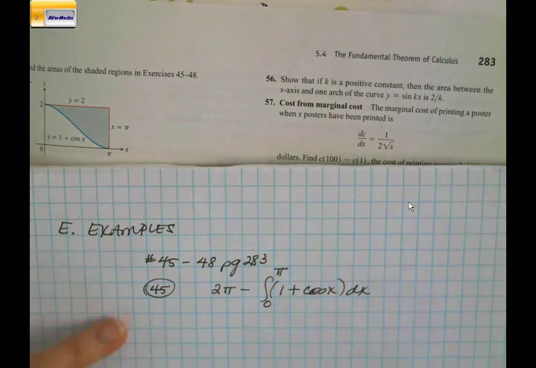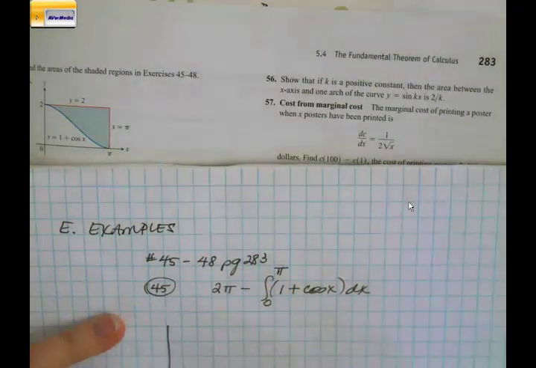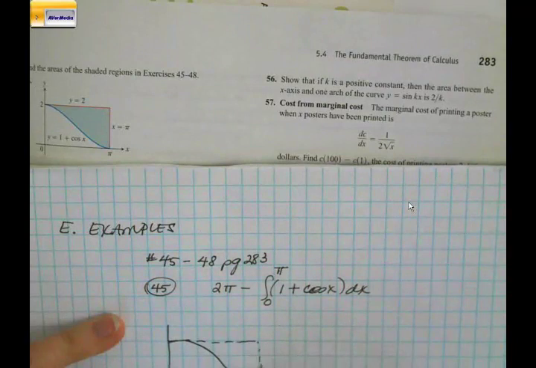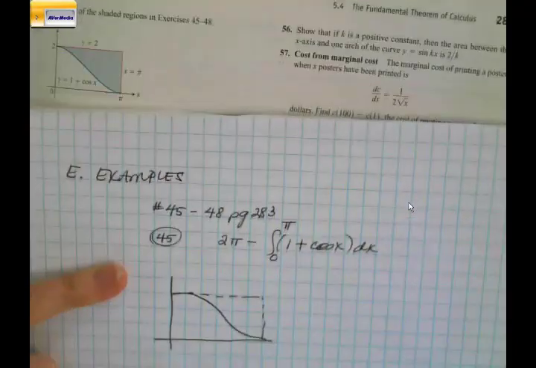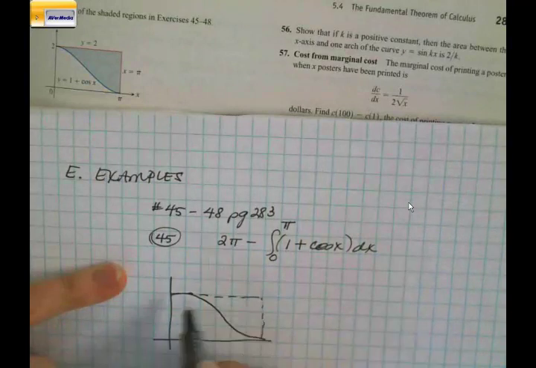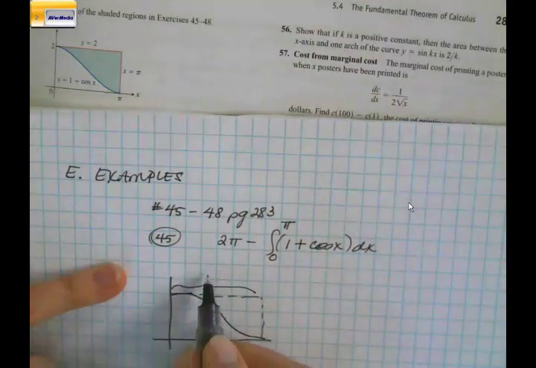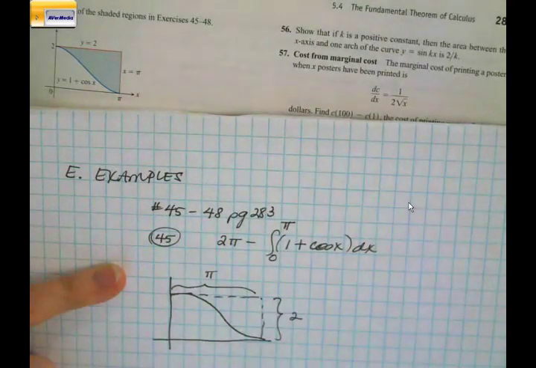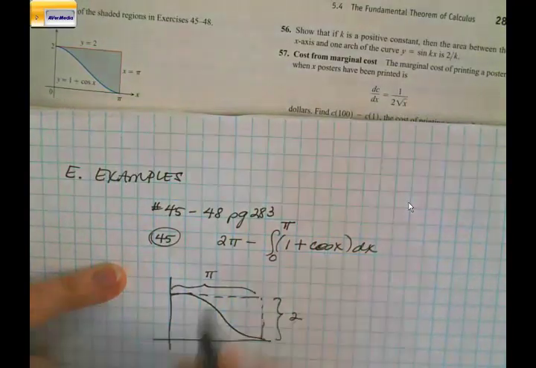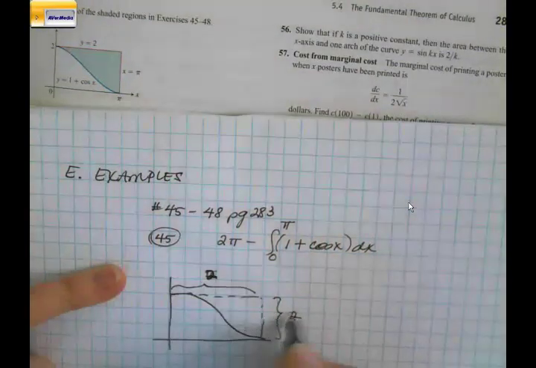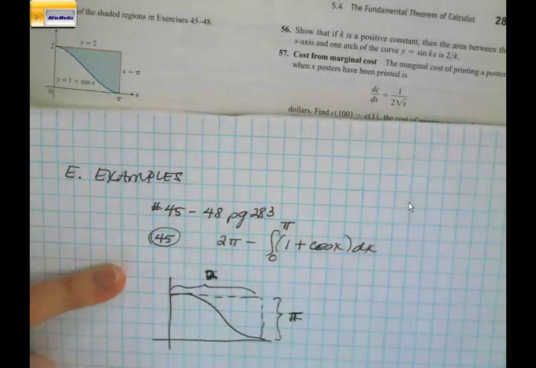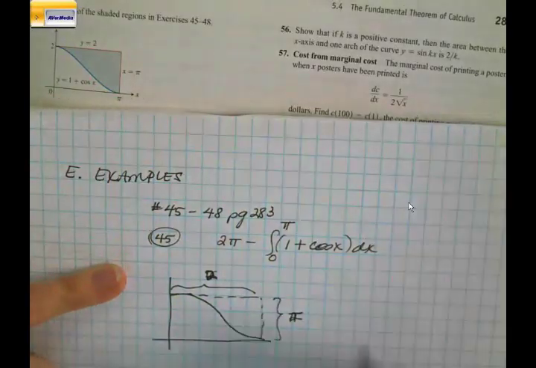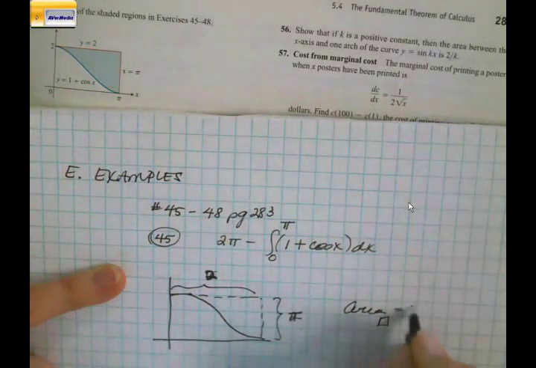If you look at the diagram, something like this, they have this little box here, right? This length is pi, and this height is 2. So the area of the box is 2 pi.